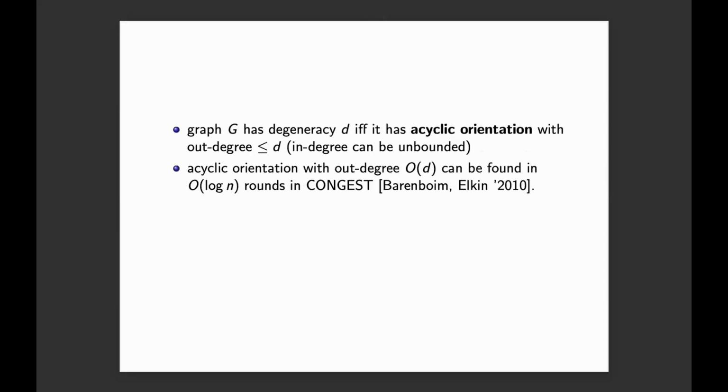The good news is we also have an efficient algorithm for computing an orientation of a graph in CONGEST. There's a link between degeneracy and acyclic orientation of a graph. If we are given a graph G with degeneracy d, we can find an acyclic orientation of that graph such that every vertex has out-degree at most d, while the in-degree can still be unbounded. We can compute such an orientation in log n rounds in CONGEST.